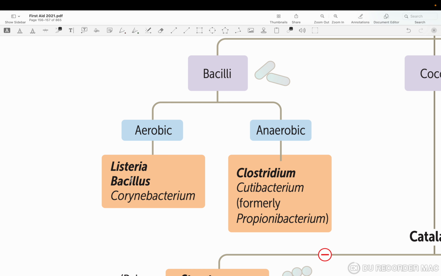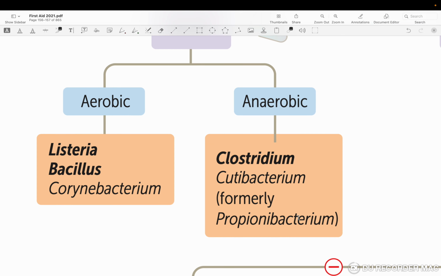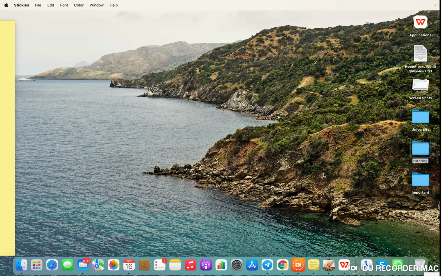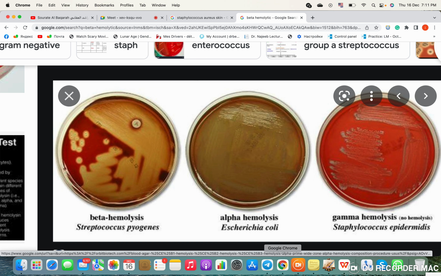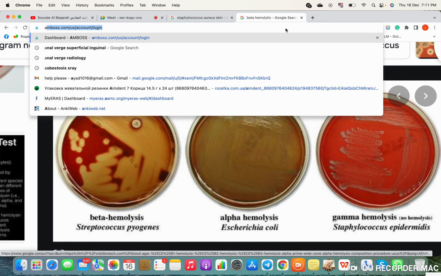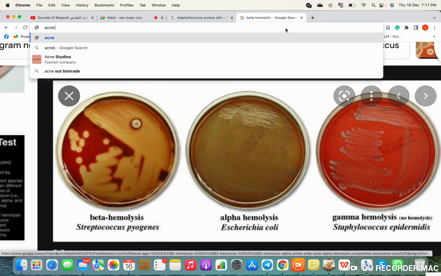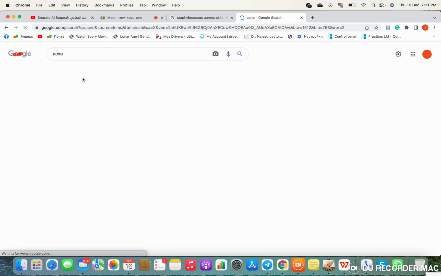If you speak about the anaerobic bacteria, they include the Clostridia, Cutibacterium, formerly called Propionibacterium. Guys, this Cutibacterium is important in which disease? Which disease can Cutibacterium lead to? Something all of us have suffered from. Not paralysis, come on. Something all of us have suffered from. Acne, okay? They can lead to acne.